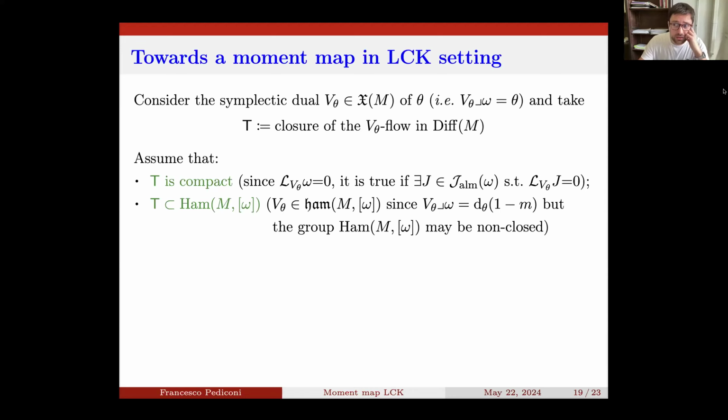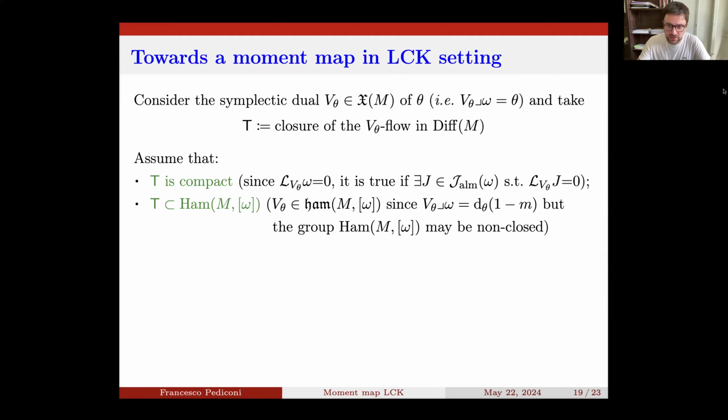So the fact that the torus T is compact can be seen as follows. In general, it is easy to prove that the Lie derivative of omega with respect to the symplectic dual v theta is 0. So whenever you have a complex structure that is invariant under the Lie derivative with respect to v theta, you also get a Riemannian metric with respect to which v theta is Killing. So in that case, you can use the Myers-Steenrod theorem to conclude that T is compact.